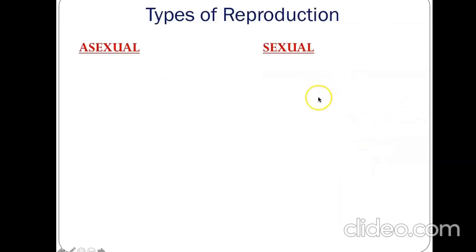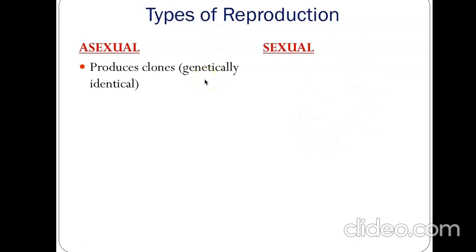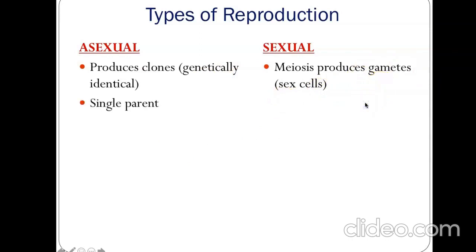So two types of reproduction, asexual and sexual. Asexual reproduction is going to produce clones, genetically identical. That's like bacteria that undergo binary fission. That's like the planaria. When you cut a planaria in half and two planaria grow, they're clones of each other. Sexual reproduction involves meiosis, producing gametes, sex cells. So gametes, remember, are sperm and egg. And so meiosis is the process of making sperm and egg, in case you're wondering. Asexual reproduction requires only a single parent. Sexual reproduction requires two parents, male and female.